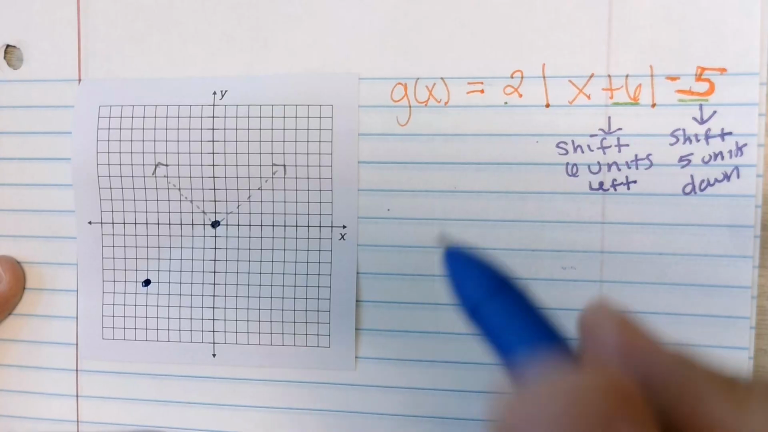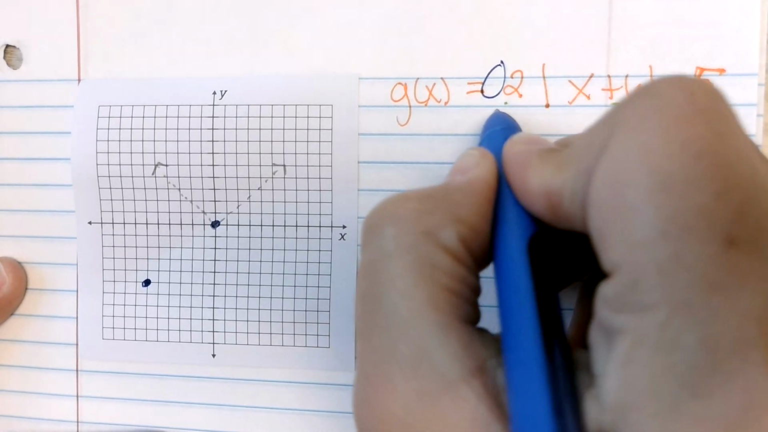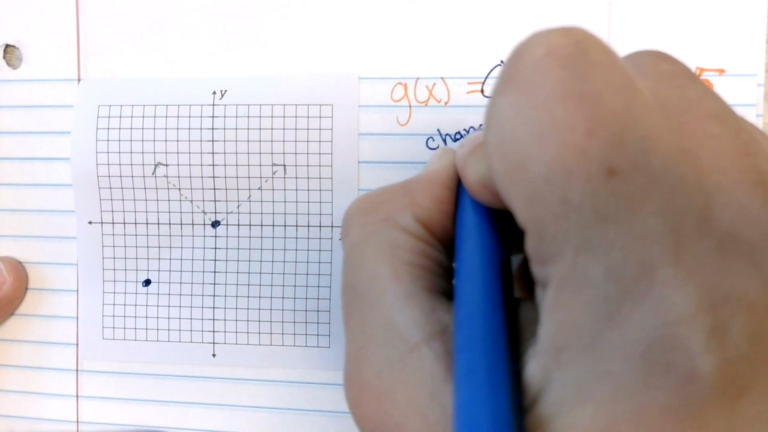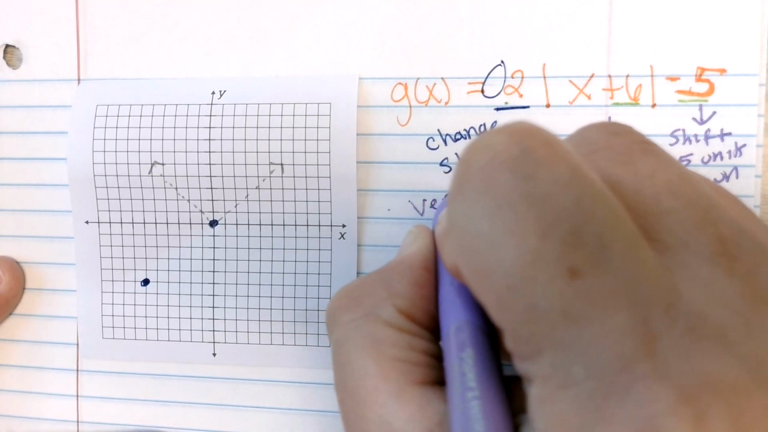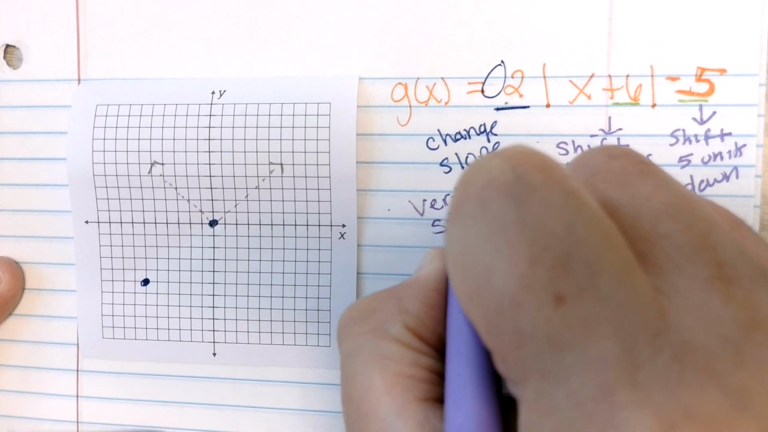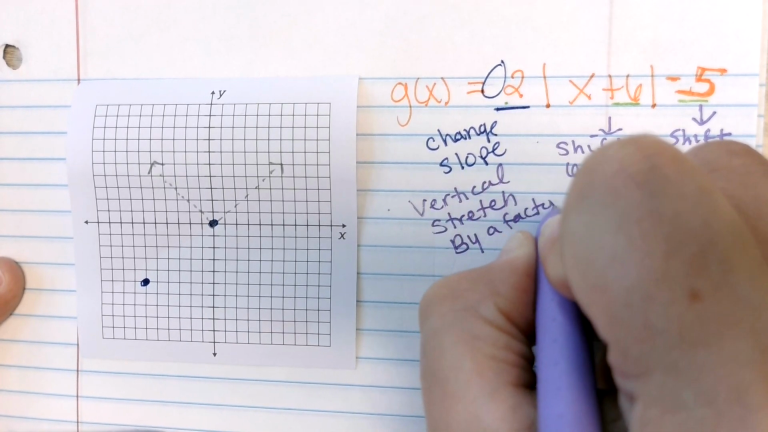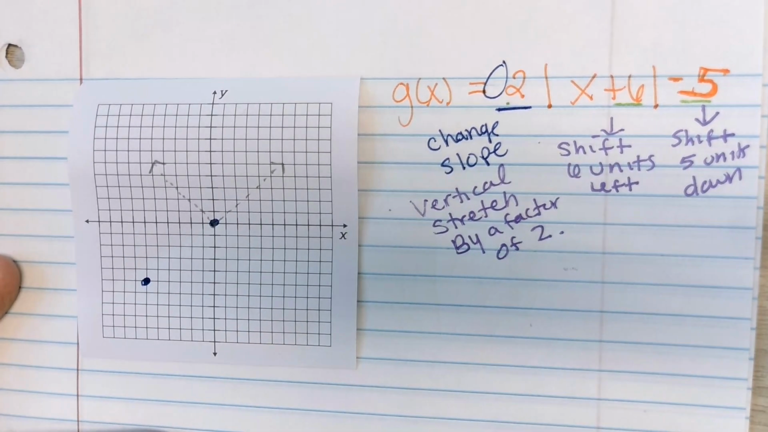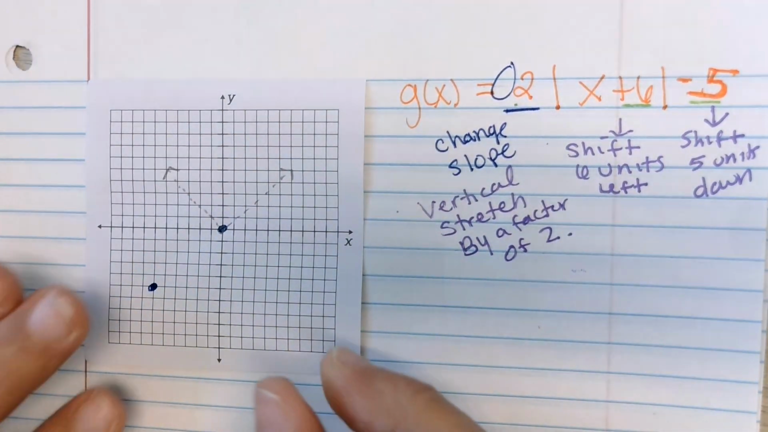Now, before I draw it in, I need to check the sign in the front. The sign in the front is positive, so it's going to keep its up arrows. And then the 2 is going to change the slope. That's not what the transformation is called, but that's what it's doing to the graph. The transformation is called a vertical stretch by a factor of 2. So vertical stretch by a factor of 2. My graph should be taller and skinnier than my original graph.